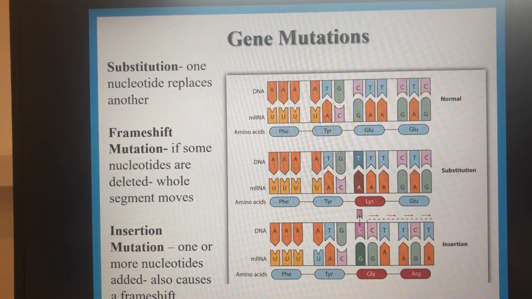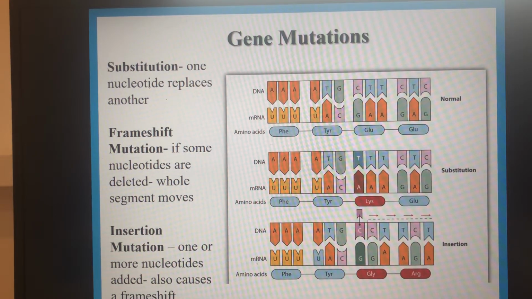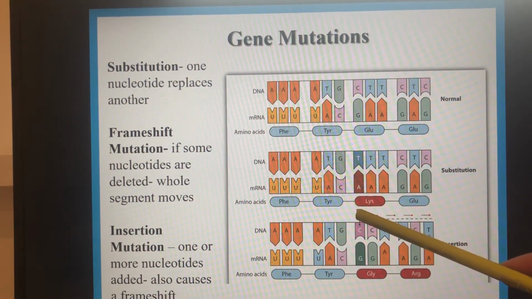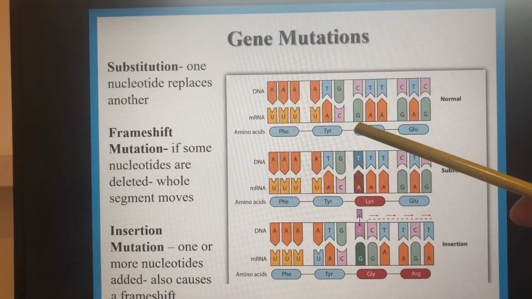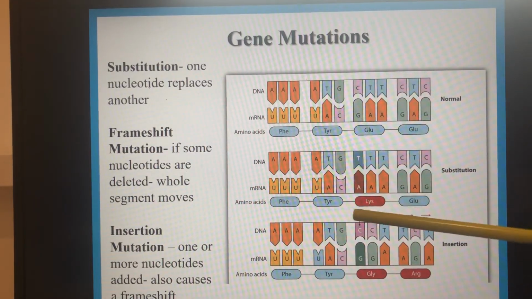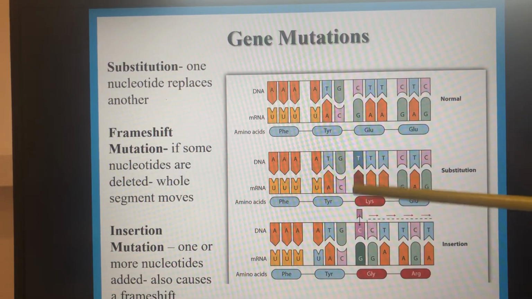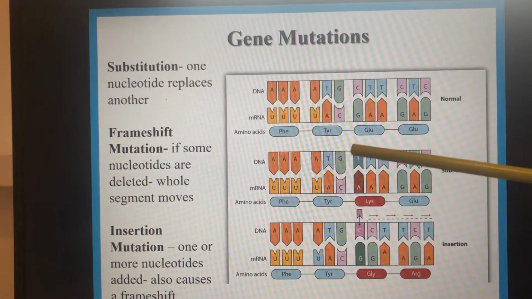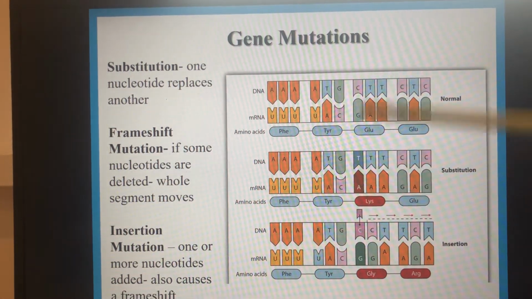All right, so substitution. I like gene mutations because they've named them for exactly what is happening. And if you just use some common sense, it starts to make sense. A substitution is where we substitute one nucleotide for another, like in this case, this is supposed to be G. Instead, because remember, G and C always go together, we have an A because this is a T, and so A will bind with T.